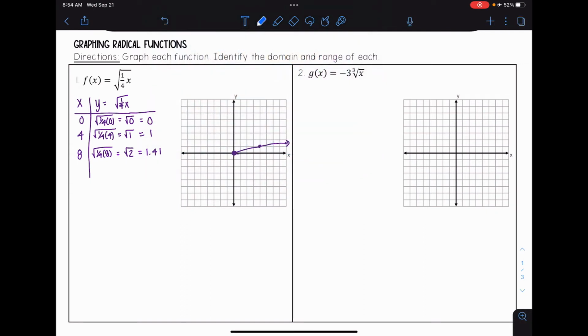Then it asks to identify the domain and range. So domain, remember that is all x values. Looking here, I see it starts at x equals 0, and it covers everything to the right of it. So that means the domain here is x is greater than or equal to 0. The range, all my y values. Here it starts at y equals 0 on the y-axis, and it goes everything up. So the range here is y is greater than or equal to 0.